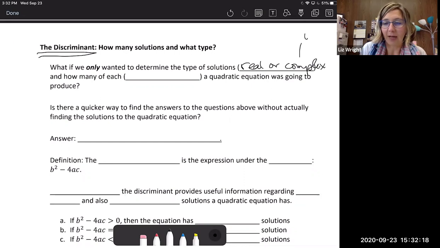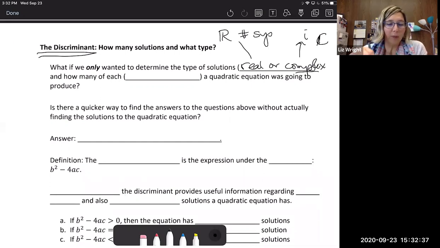Complex means they have i's in them. Real just means the real number system. So they're all part of the real number system. The complex means the complex number system. So we're talking about the complex number system, and that's when we have i's in our answer. And so what if we wanted to determine the type of solution and then how many of each type?